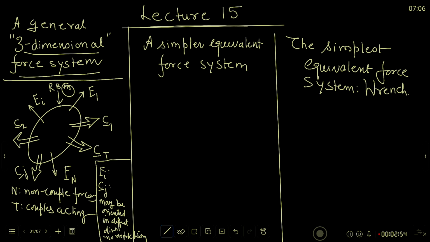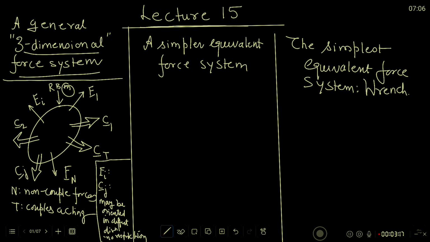If we use a working coordinate system, say a Cartesian coordinate system, in general all Fi's will have scalar components in all three directions of the coordinate system, and the same applies for Cj. That's my general three-dimensional force system.